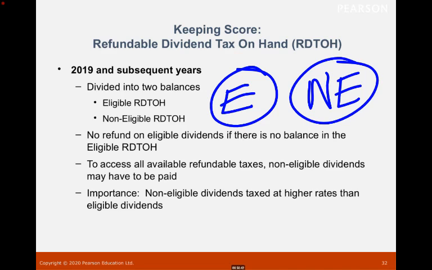So there's no refund on eligible dividends if there's no balance in your eligible RDTOH. So it's a little more complicated, but it keeps track of it evenly. You used to be able to just pay it right out of one pot and it didn't matter. Now you have two separate pots for that. The importance here is that non-eligible dividends are taxed at a higher rate than eligible dividends.